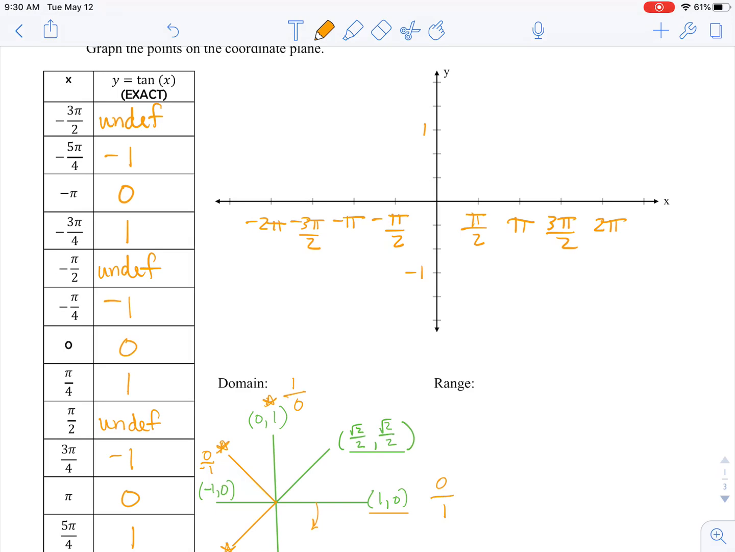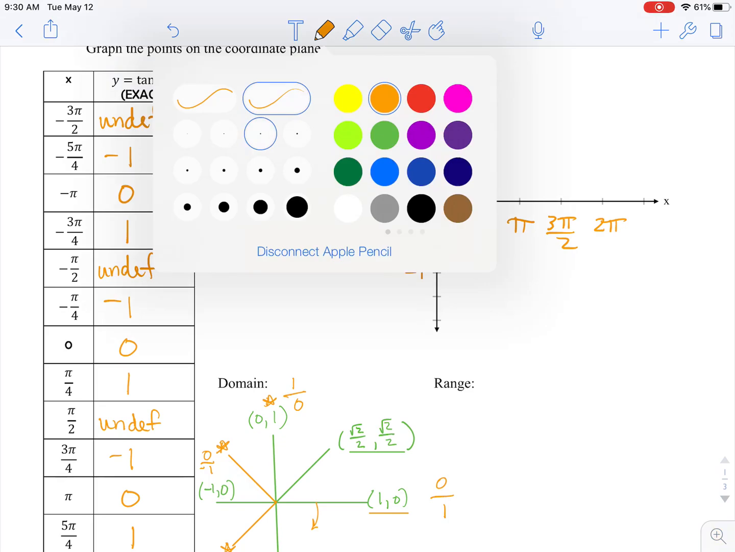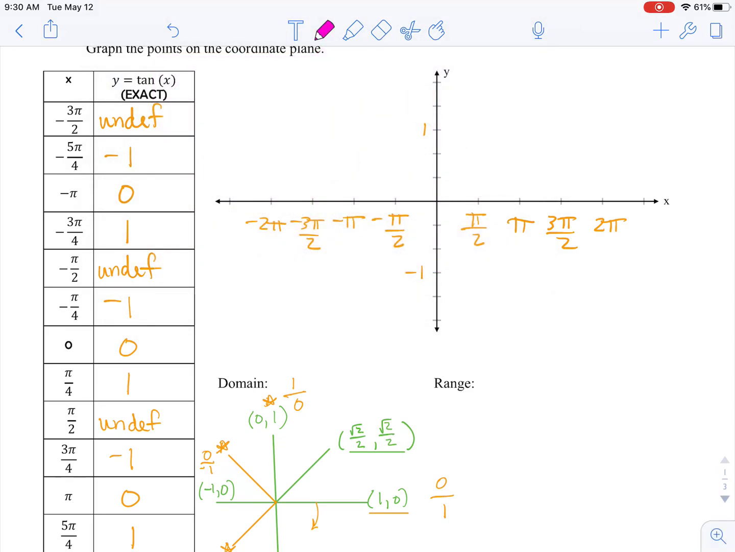If you want to stick with each tick mark being 1 on the y-axis, then go ahead and label yours accordingly. It should not make a difference. So let's start at the 0 again, and I'm going to go ahead and plot some of my key points that we just found. So 0, 0 was an ordered pair. Pi over 4, which again is halfway to pi over 2, had a value of 1. Pi over 2 was undefined.